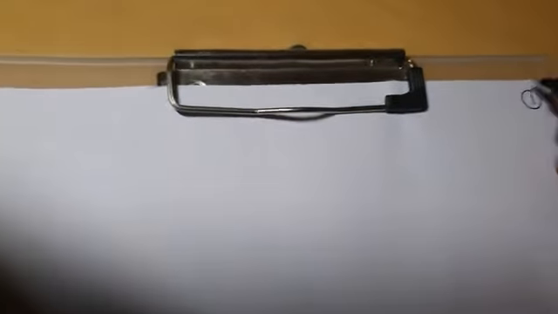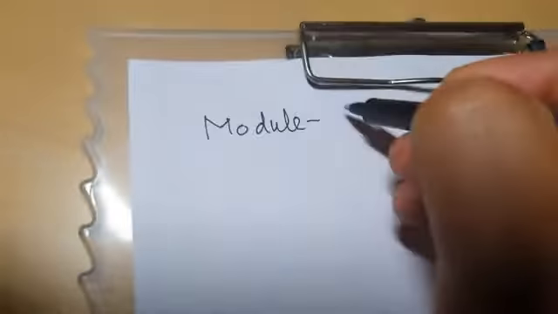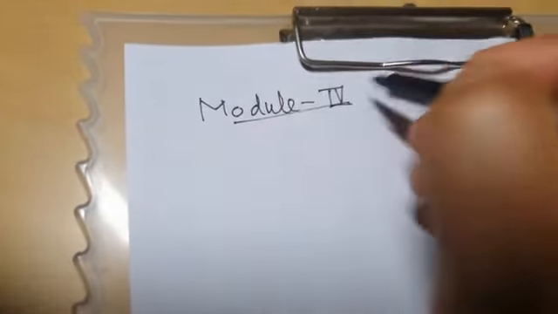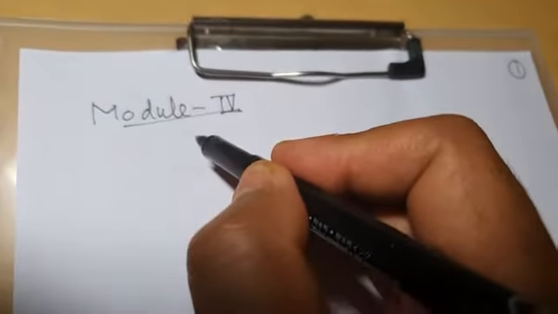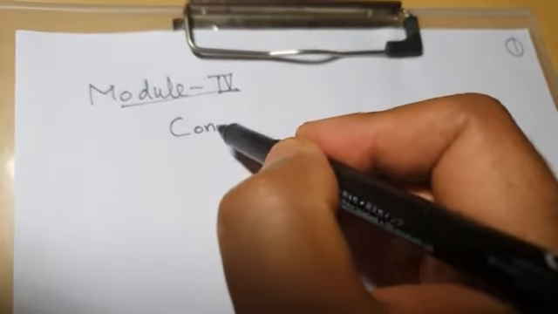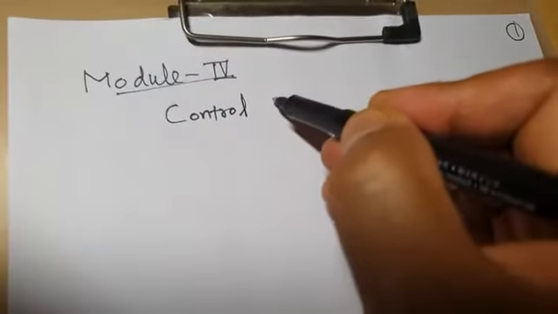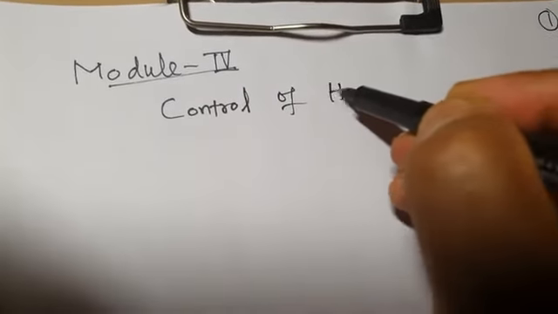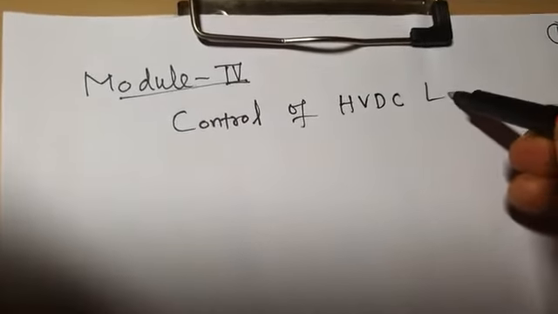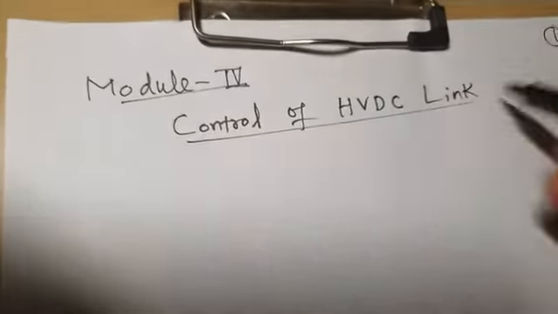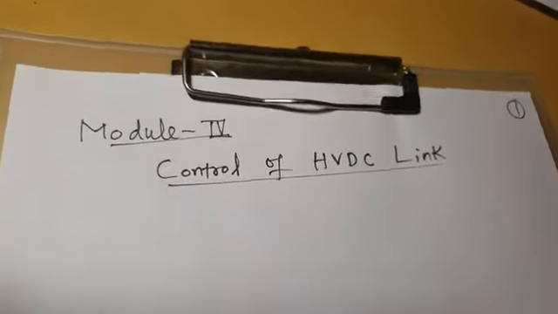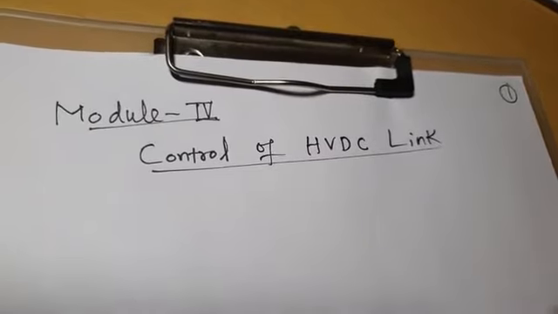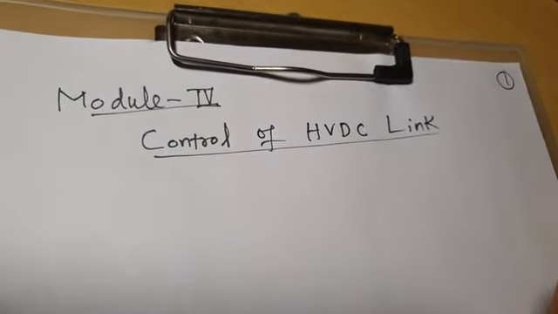Today we are going to start our module number 4. Okay, I'll write here: module 4. This is the second last module. In this module, we are essentially going to study and understand control of HVDC link. You have an HVDC link and it is very important to control that link. We'll study what are the various control techniques, what are the control characteristics of an HVDC link.